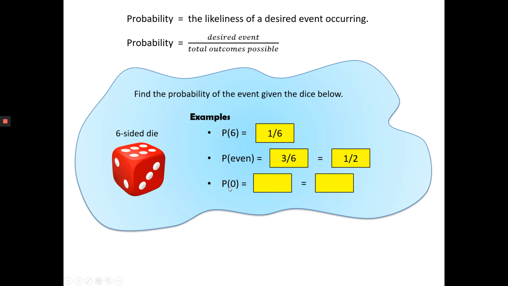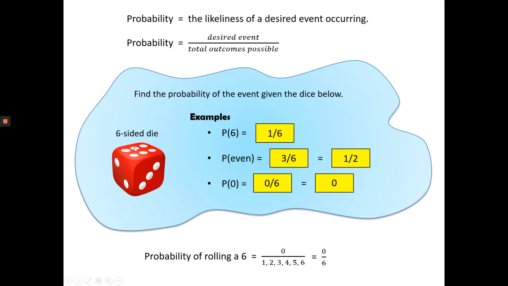What's the probability of it landing on a 0? Remember, the possibilities are only 1 through 6. So a 0, even though 0 is a number, is it one of the possibilities here? It is not. So it's going to be 0 out of 6. And what does 0 over any number really simplify to? 0. So that's a six-sided die example for us.